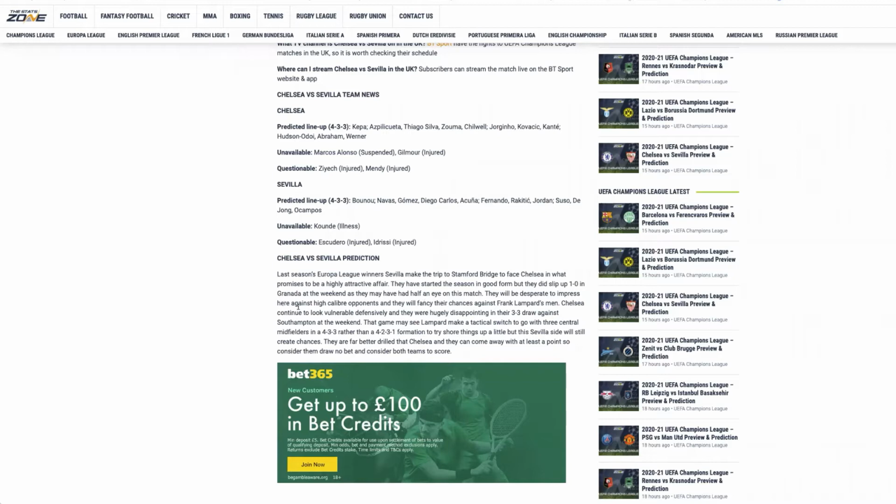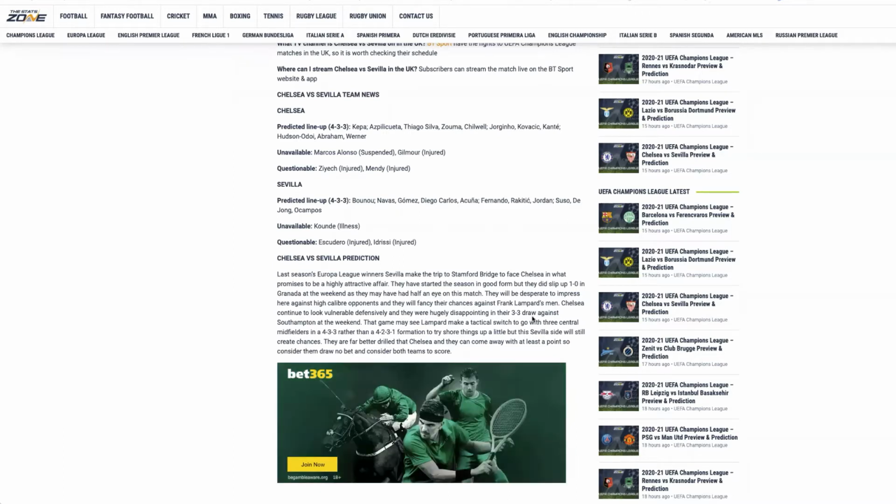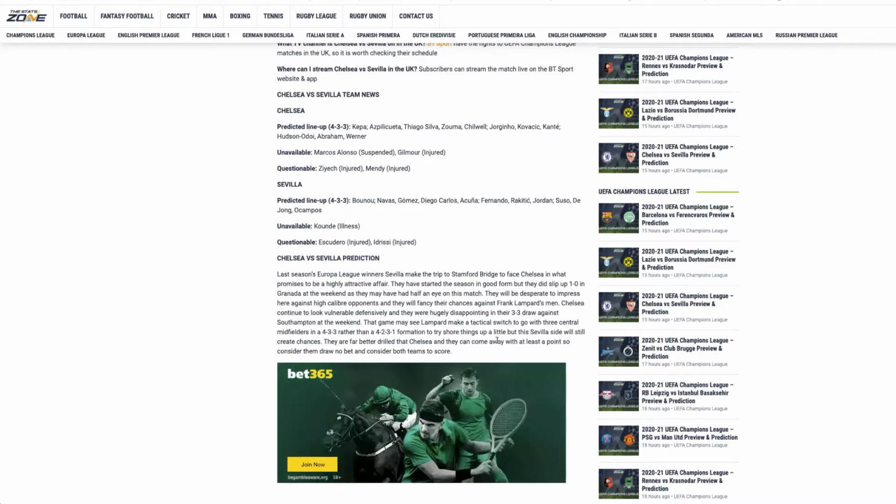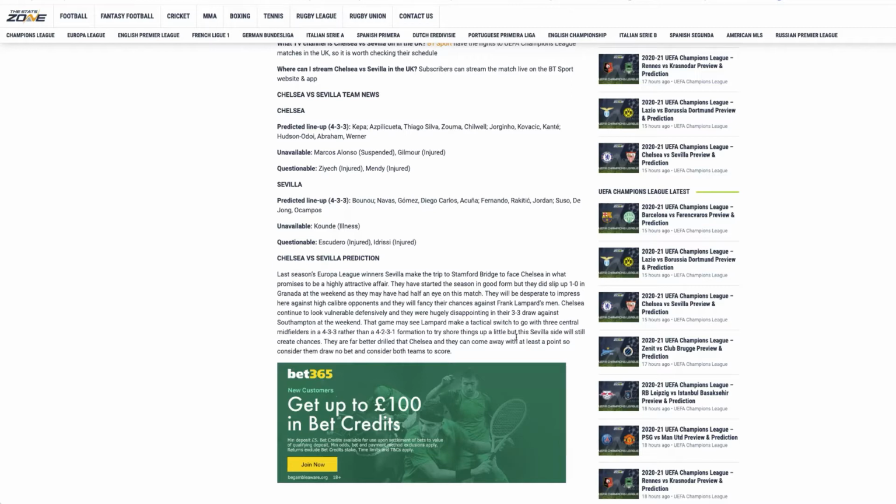They're going to be desperate to impress here against high-caliber opponents. They'll fancy their chances against Chelsea. Chelsea continue to look vulnerable defensively. They were hugely disappointing in their 3-3 draw to Southampton at the weekend. So that may see Frank Lampard make a tactical switch, go with 3 central midfielders, 4-3-3 rather than 4-2-3-1, just to try and shore things up at the back a bit.